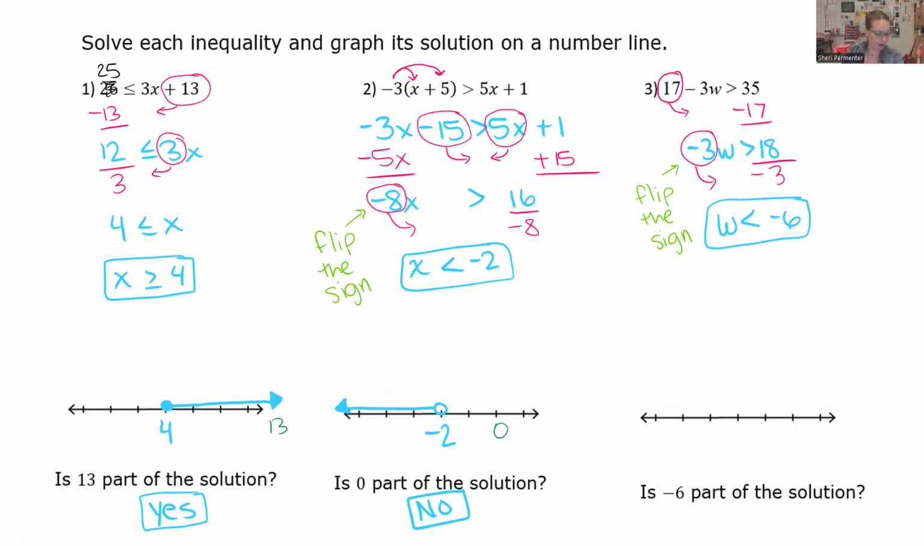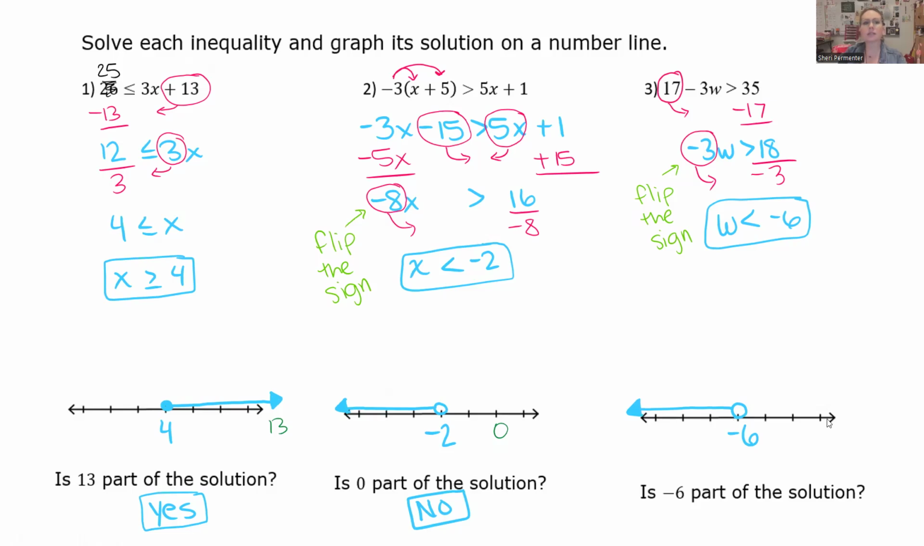What's the only number I care about on the number line? -6. Open or closed circle? Open. What direction is it going to point? To the left. Make sure you put an arrow on the end. I will take off if you do not put this arrow. I just need to see that you have an arrow.